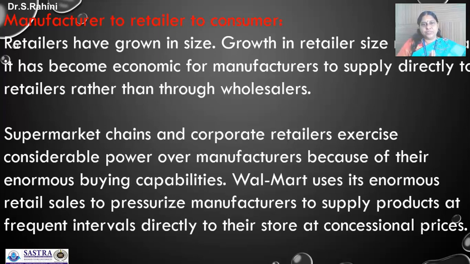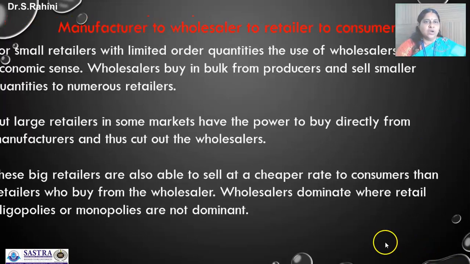The supermarket chain stores and the corporate retailers exercise considerable power over manufacturers because of their enormous buying capabilities. That is, Walmart uses its enormous retail shops to pressurize manufacturers to supply products at frequent intervals directly to the store unit at concessional prices. So they have a system of stock recording along with RFID cards in Walmart, and if the stock gets over, automatically a mail will go to the PMG, and the PMG people will come and reload the racks with the available stock, whatever stock is ordered.